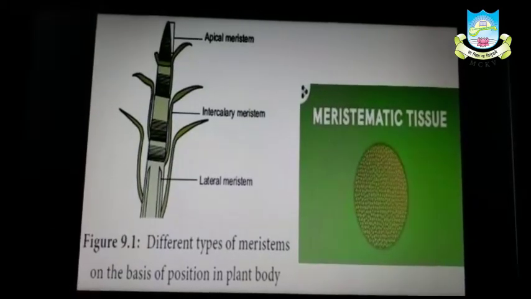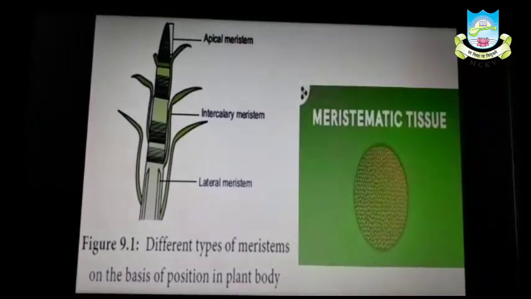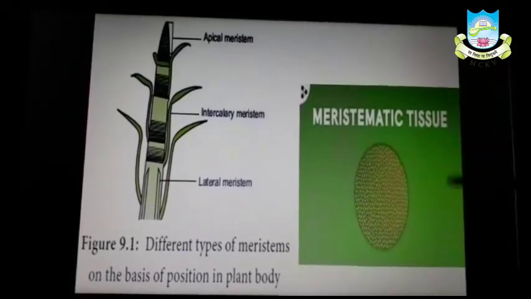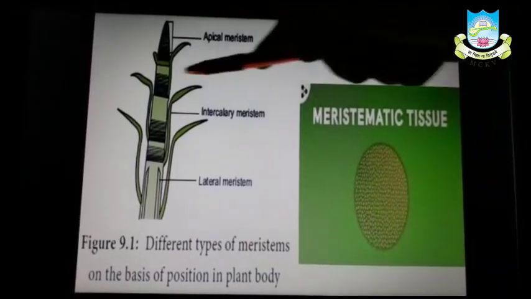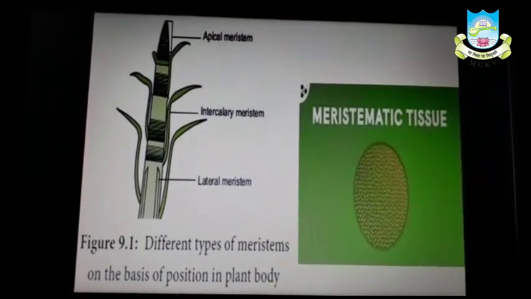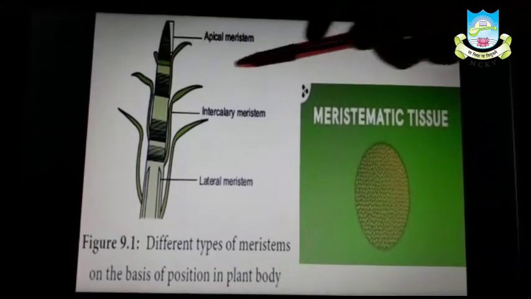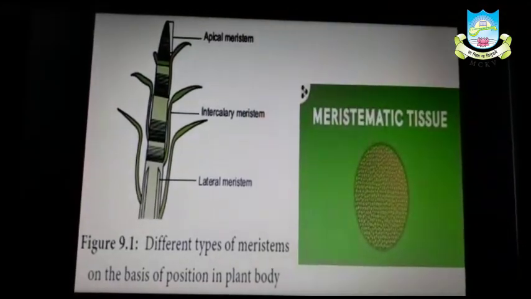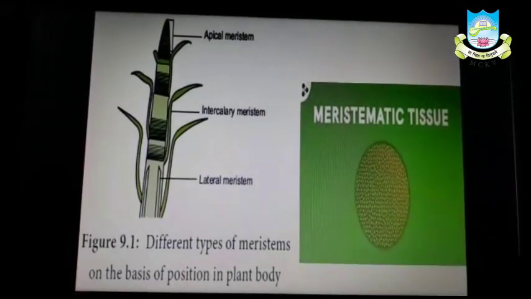Now in this slide we can see the location of three different types of meristematic tissue and the structure of meristematic tissue. Here we can see the location of apical meristem, which is present in the growing region of the plant. Then what is the function of the apical meristem? It increases the length of the plant. Next is intercalary meristem, which is present in between the internodes. Then what is the function of the intercalary meristem? It increases the length of internodes.